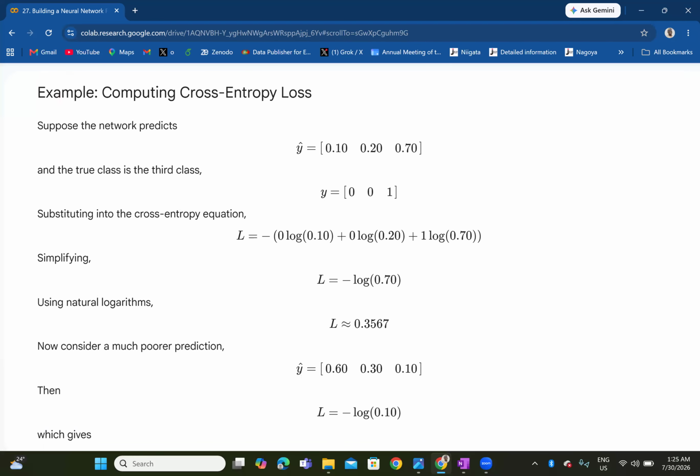Now, we then talk about computing cross-entropy loss. Suppose the network predicts y cap to be 0.10, 0.20, 0.70, and the true class is the third class. So you see this one already predicts that the third class is 70% correct. Substituting into the cross entropy equation, we have L equals minus 0 log 0.10 plus 0 log 0.20 plus 1 log 0.70. If you simplify all of that, all of this will go, so you just have minus log 0.70. And using natural log, this is going to be negative, so the minus cancels it out. So L is approximately 0.3567.